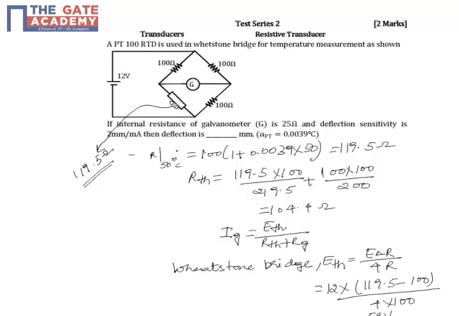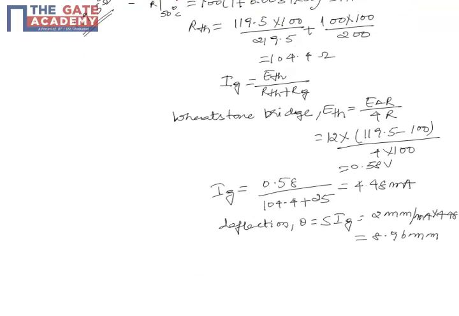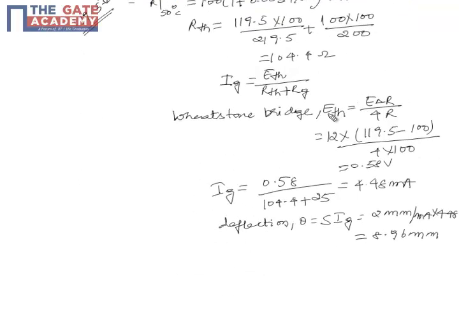Here we need to simplify the circuit using Thevenin's voltage and equivalent resistance. The current through the galvanometer is V Thevenin divided by R Thevenin plus the galvanometer resistance. So we need to calculate the Thevenin voltage and the Thevenin resistance. From the Wheatstone bridge, the Thevenin voltage is the applied voltage 12 into the change in resistance, (119.5 minus 100) divided by 4 times 100. This gives the Thevenin equivalent representation of the bridge, which comes to 0.58 volts.